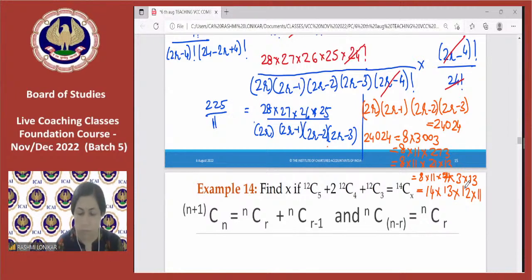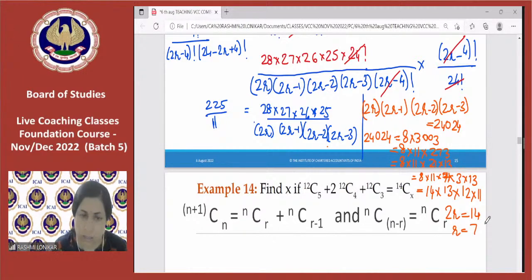Okay. So let me check. 14 into 13 into 12 into 11. I get 24024. So that this is equal to this. So how much is my R? 2R is equal to 14 and R is equal to 7.